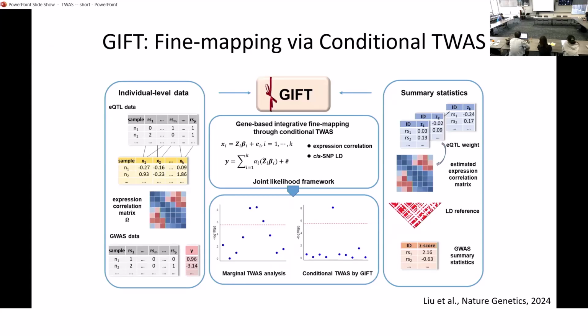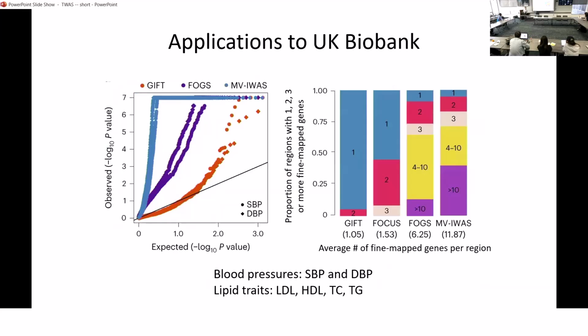So the hope is that if you perform the previous marginal analysis, you're going to identify, say, 3 candidate genes in the local region, while through conditional analysis using GIFT, now you only identify one, which allows you to narrow down the truly causal gene associated with that trait. And this GIFT is extremely effective. So we applied it to UK Biobank.